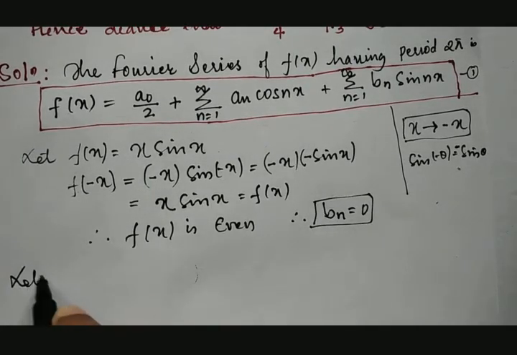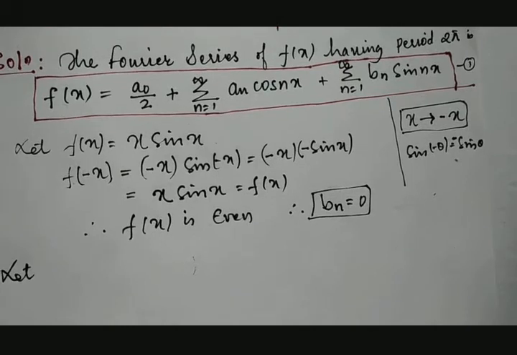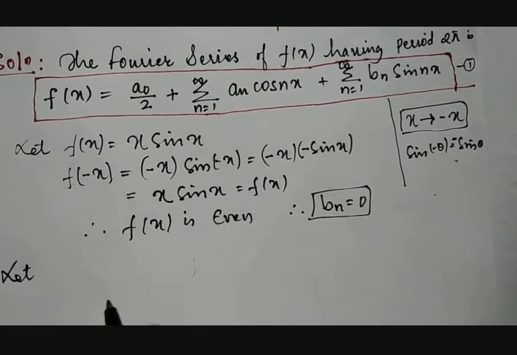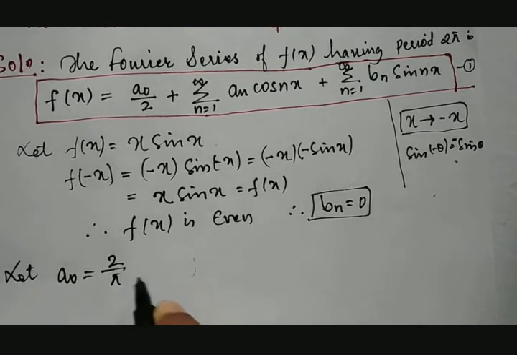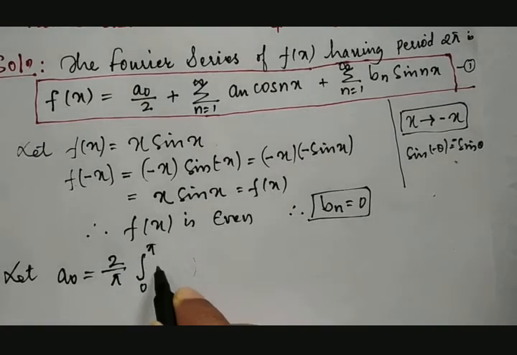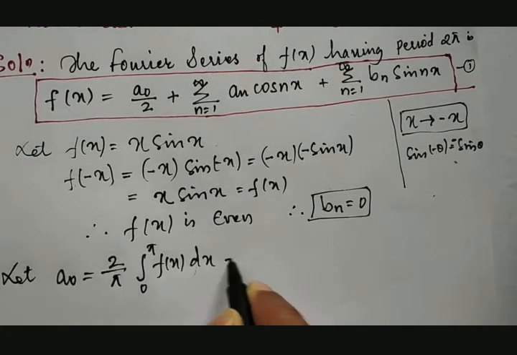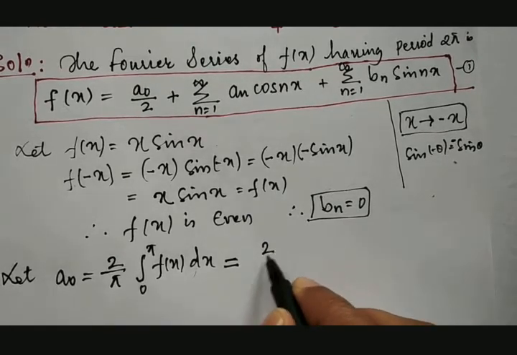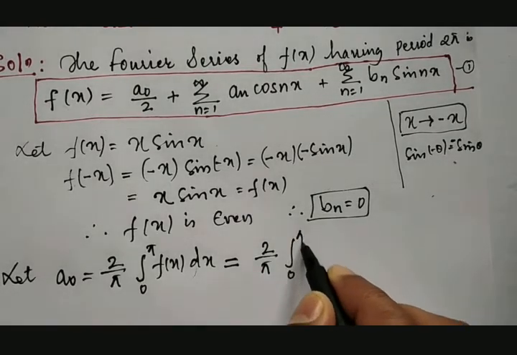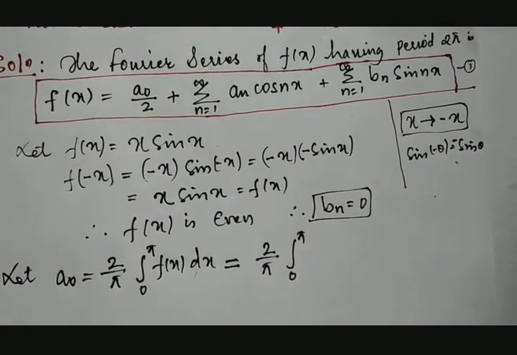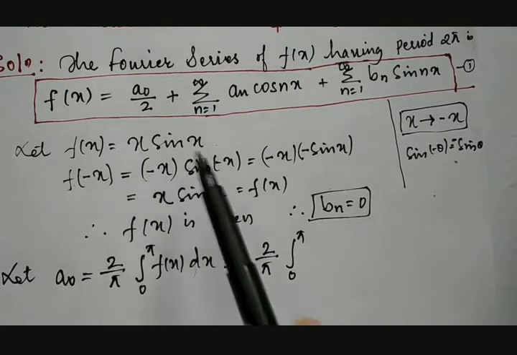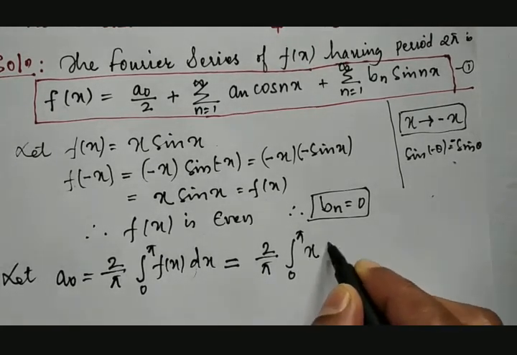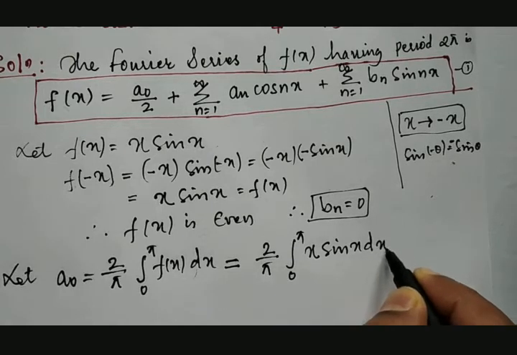As a part of the calculation for a0 and an, we need to go through the procedure. The formula for a0 is 2 divided by pi, integration between 0 to pi of f of x dx. We can see the given function between 0 to pi: what is f of x here? f of x is equal to x into sine x, with respect to x.